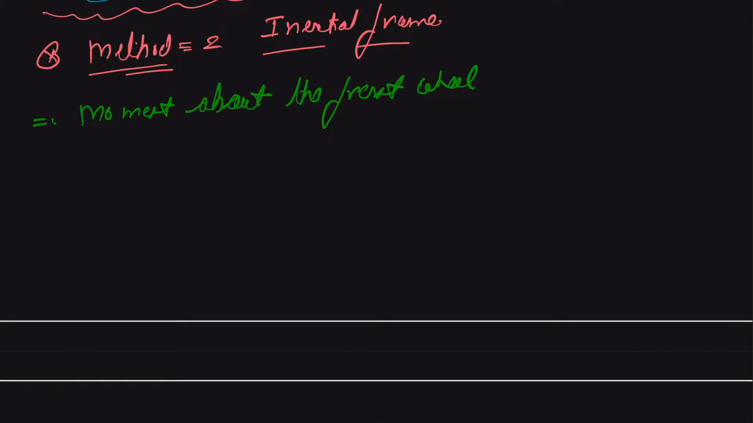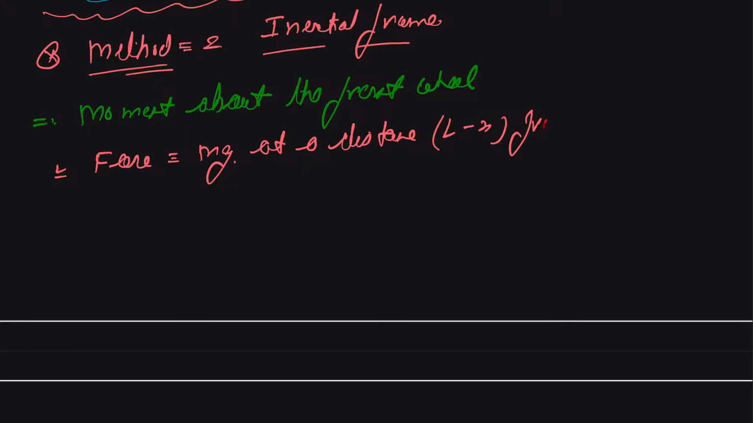So the first force is obviously our mg, and it is acting at a distance of L minus x from the front. So we have our mg at a distance L minus x from front.